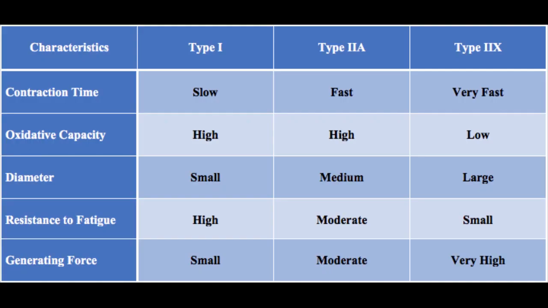Fiber type. Type 2B muscle fibers. They have a high contractile rate and power output, but have a low resistance to fatigue. They allow you to develop an explosive start to a 5 or 10k run.